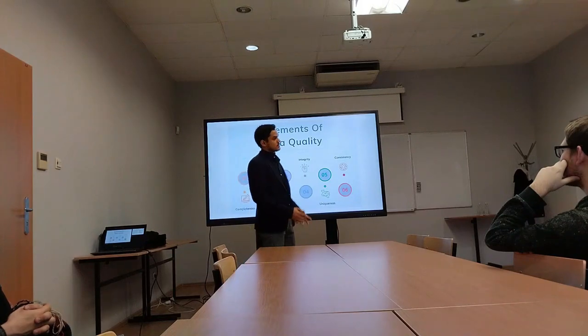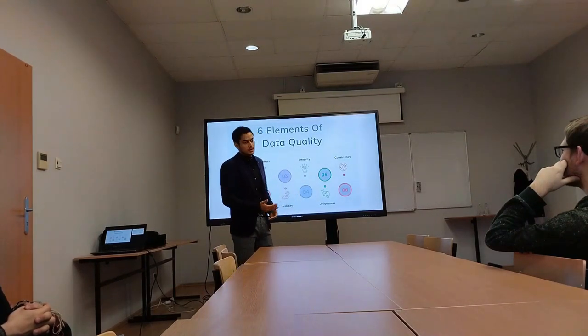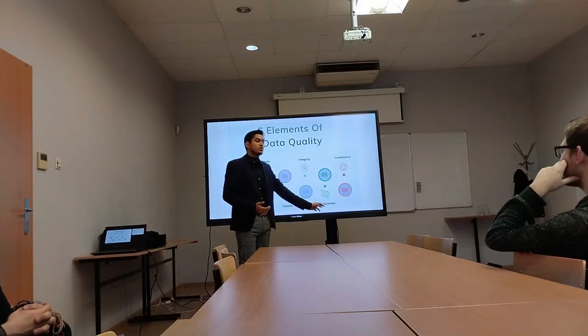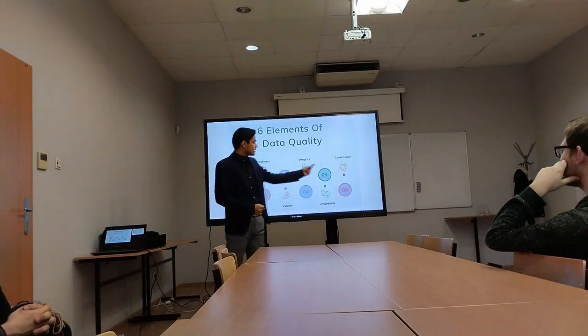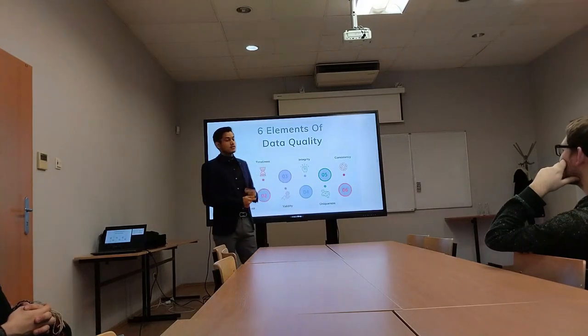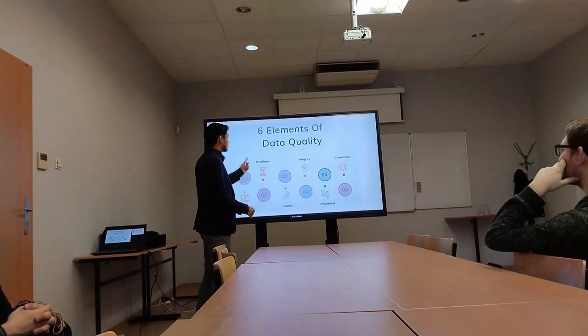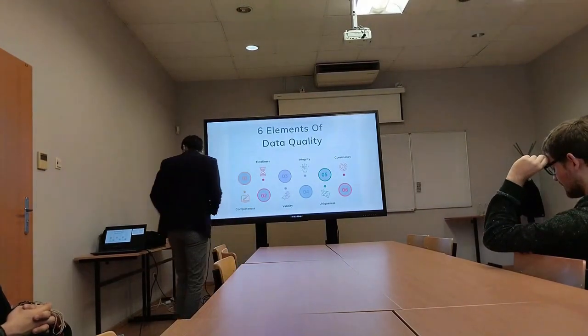Uniqueness is to avoid the repetition of the data, to make the data unique. Consistency is also to make the data connected and reflect the same information through all the systems in an organization. So the six elements of data quality describe these.